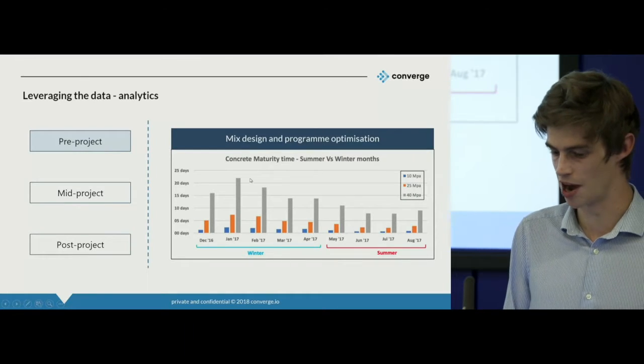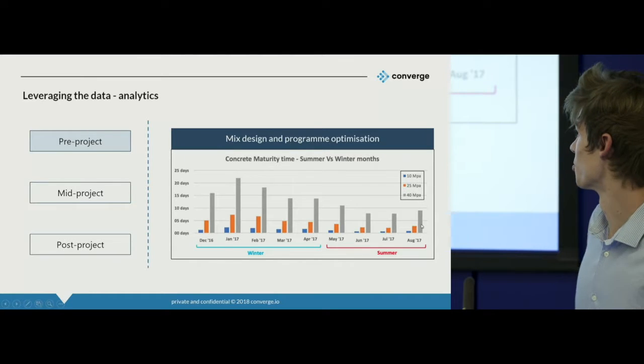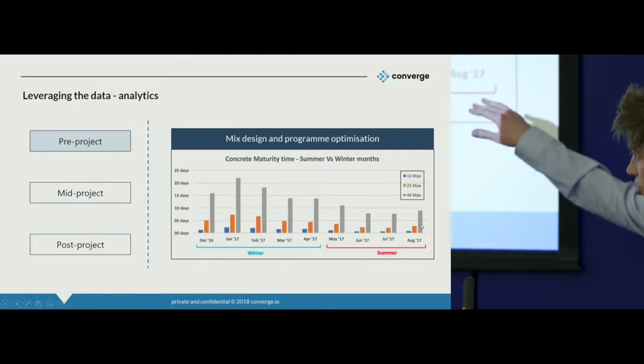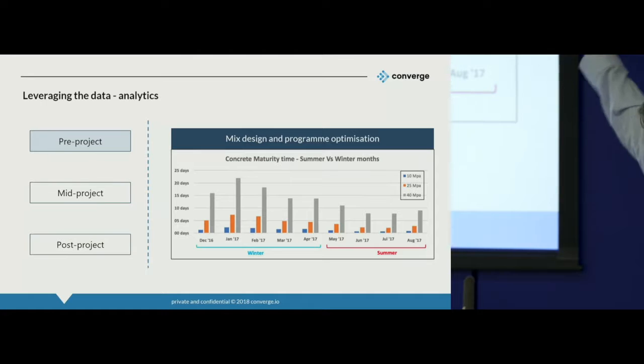How is that going to influence the program? Have you made realistic or unrealistic assumptions on what's possible based on concrete performance? You'd be amazed to see how many people design a program and don't actually take account of any variability from summer to winter, which just isn't realistic, being frank. I could show you the slide, but you can see here just how significant this variability in performance can be. What we're showing there is the time to reach certain strength milestones.